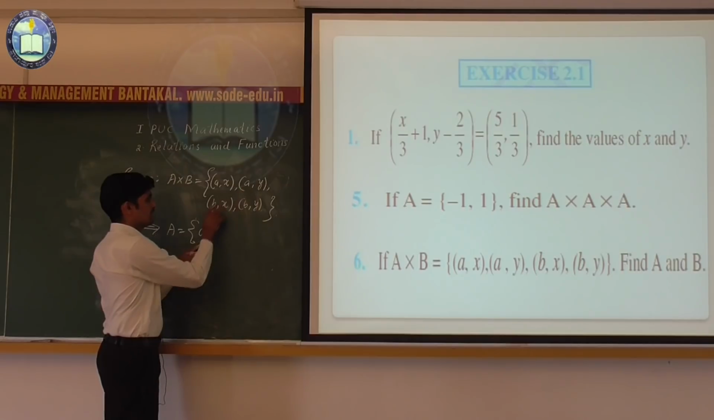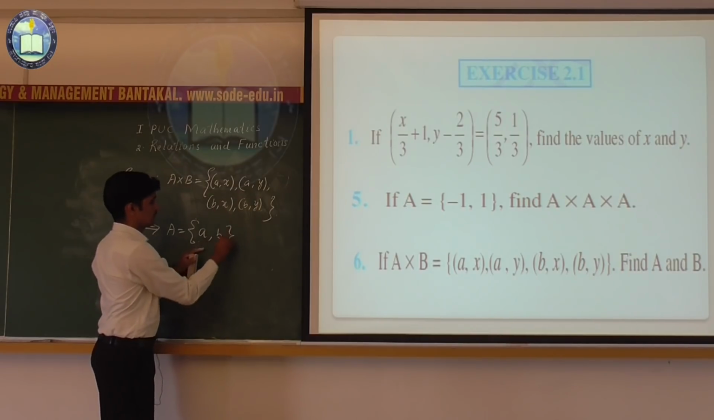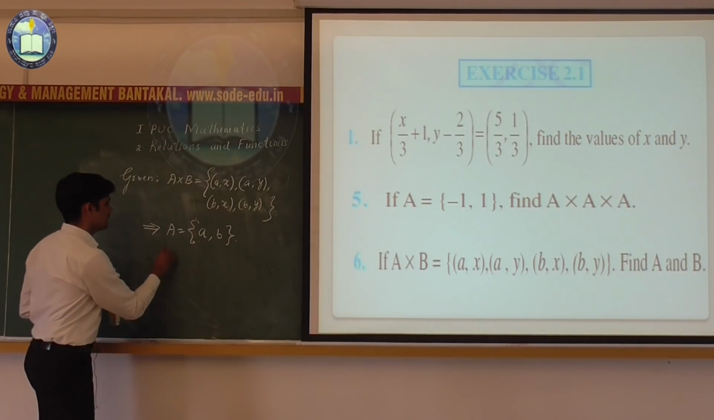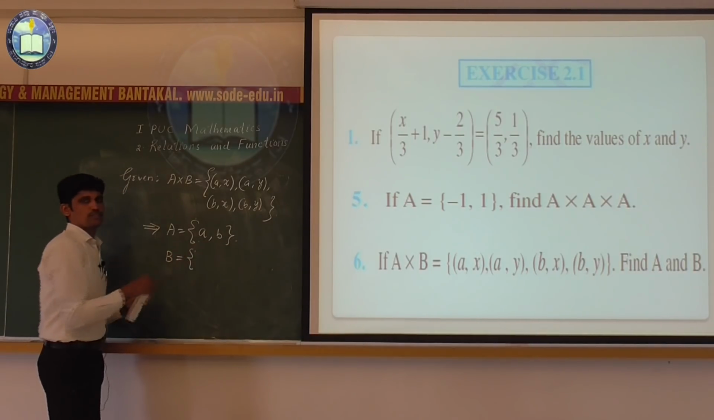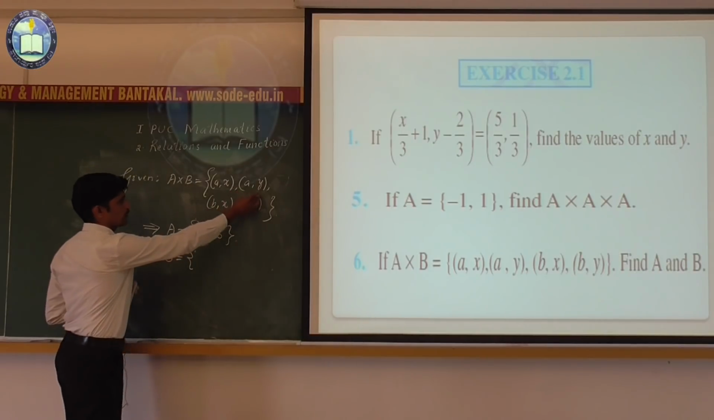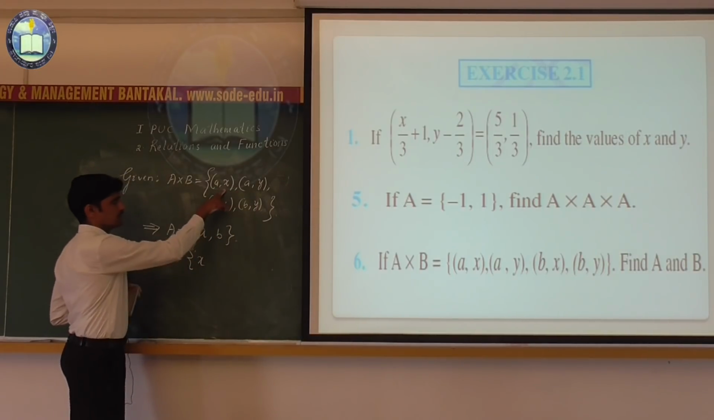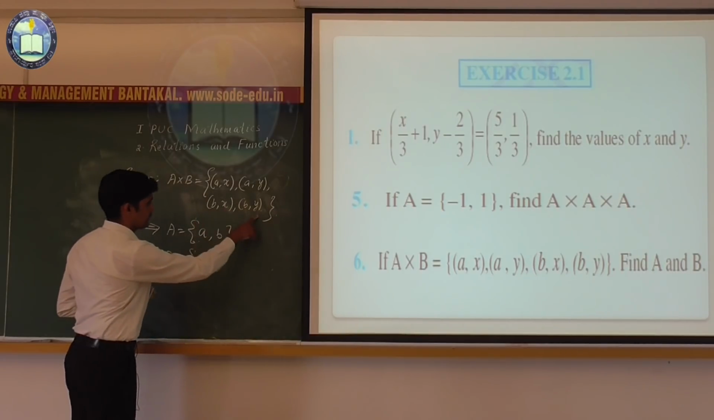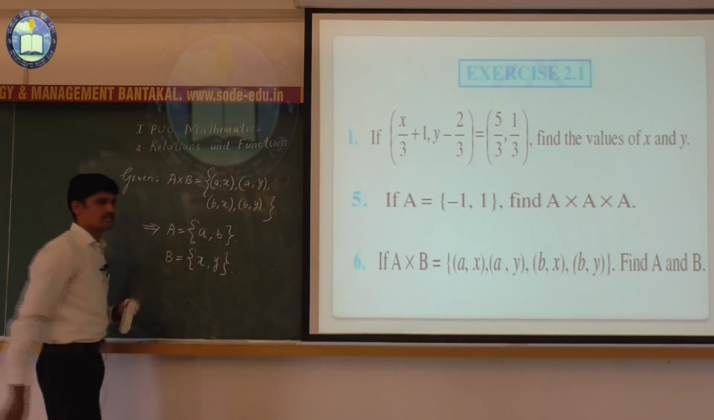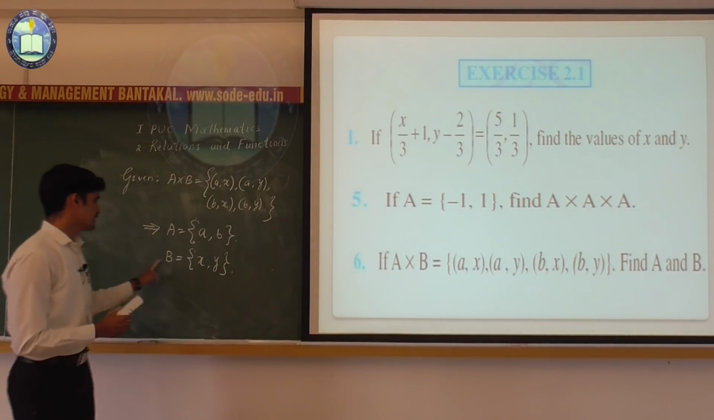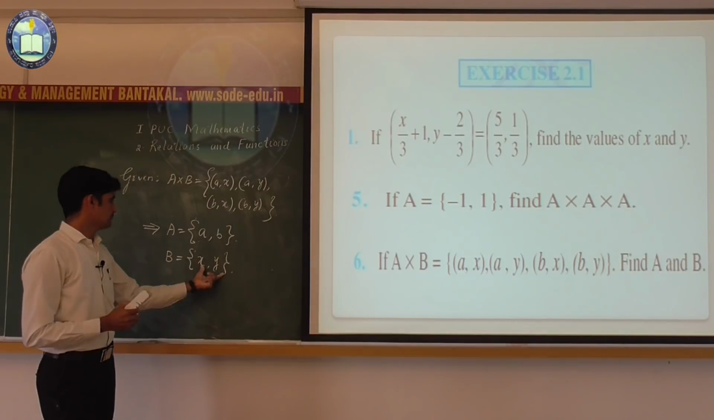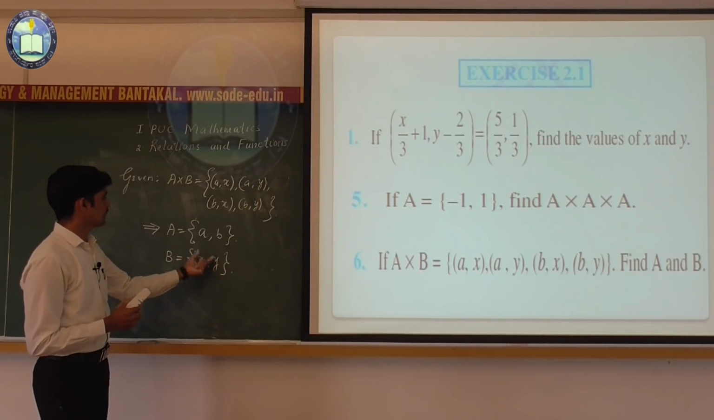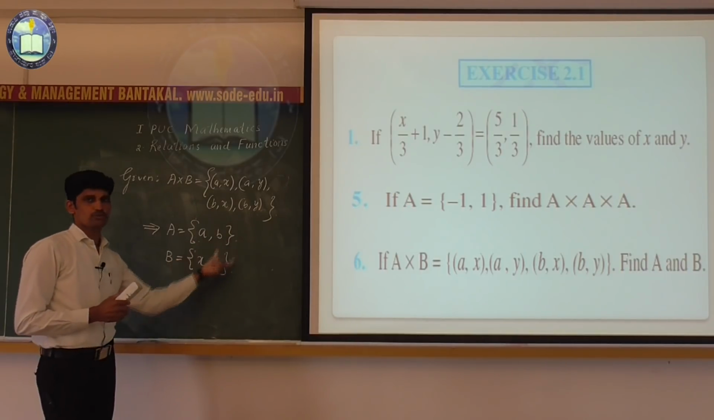So the first element is A, here the first element is B. Therefore the elements of set A are A comma B. Then set B is the collection of all second elements among these ordered pairs. That is, the second element here is X, here it is Y, here again X is repeated and here Y is repeated. So set A is equal to {A, B} and set B is equal to {X, Y}. Set A has 2 elements, set B has 2 elements, therefore A cross B has 2 into 2, 4 elements here.